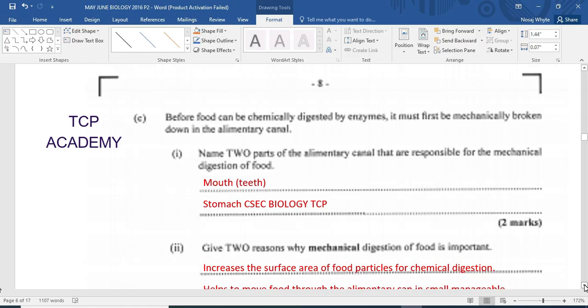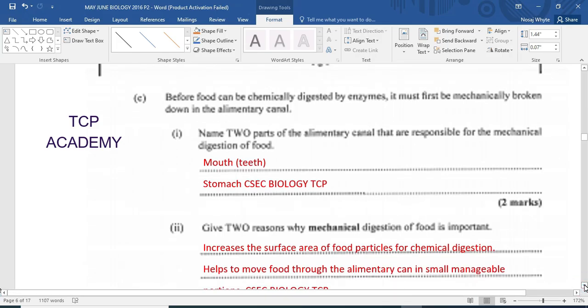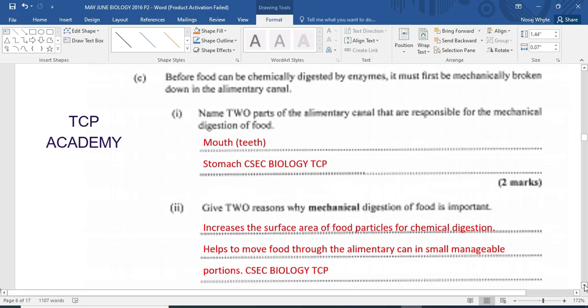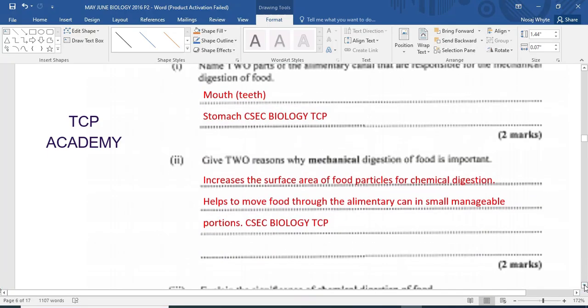Now of course it increases the surface area for food particles to be chemically digested, or for chemical digestion. Another thing is that it helps to move food through the alimentary canal in a small manageable portion. You really just can't take a dumpling if you were in Jamaica and just swallow that dumpling. You need to get it into smaller parts so that it can move through the alimentary canal with great ease.